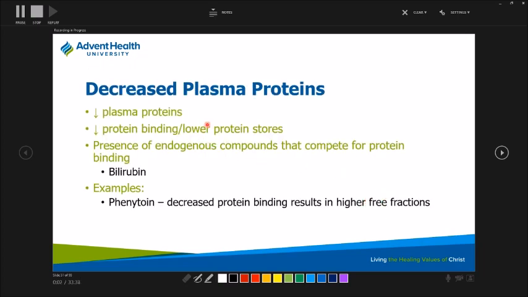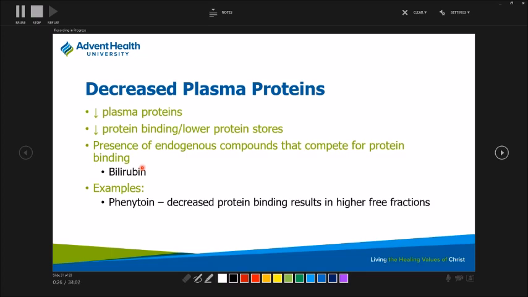Okay, so typically you're going to find they have decreased plasma proteins, they'll have less protein binding. All of these things are going to lead to distribution being altered to a pretty great extent, especially during that first month of life or so. Also think about other endogenous products that are competing for binding. Think about bilirubin. If you remember, there's a certain cephalosporin we don't want to give in that first month of life. Anyone remember what that is? That's ceftriaxone, right? Because it competes for the binding sites for bilirubin.